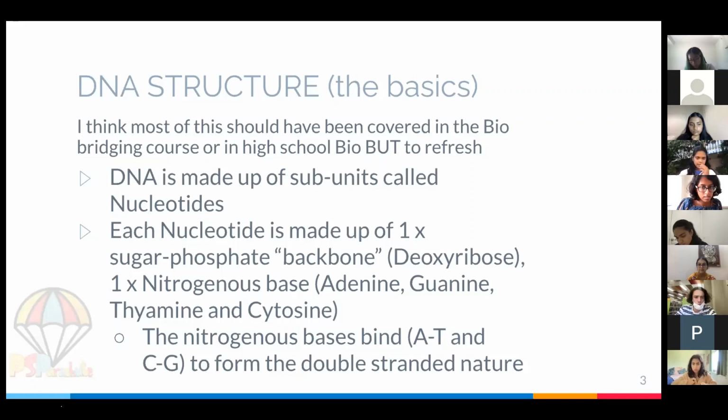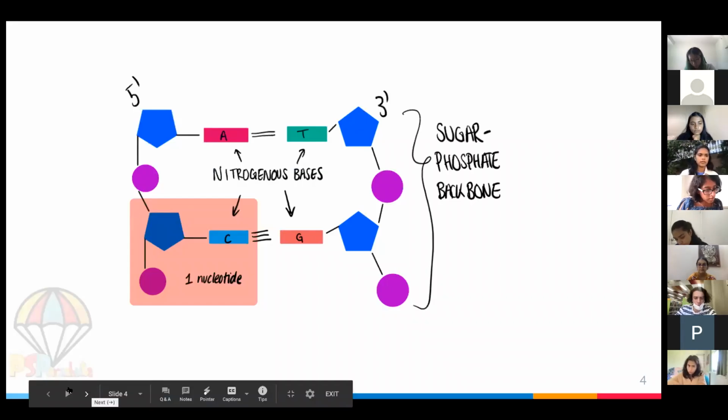Yep, next slide. Yeah, so that's just like that. What's in that little square there is considered one nucleotide.